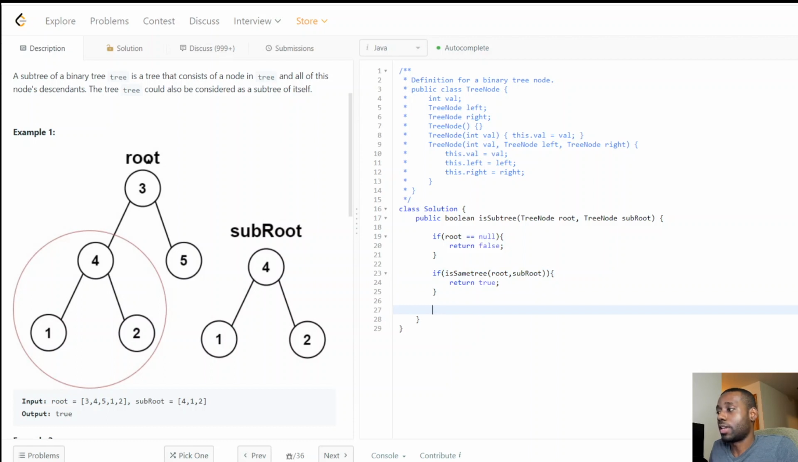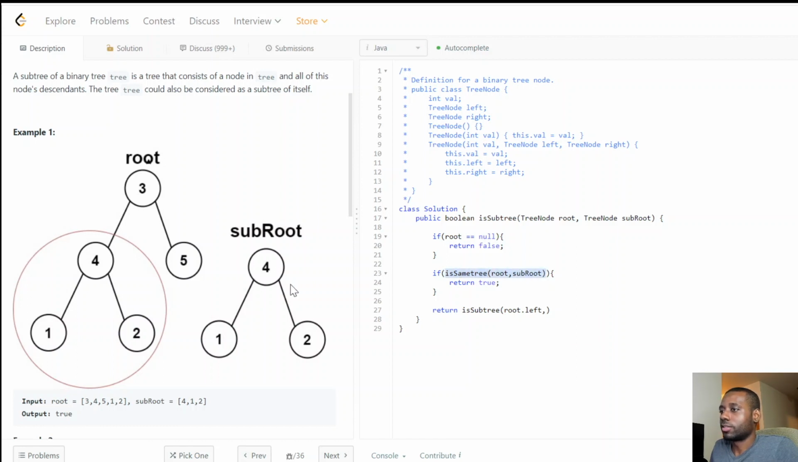If that's not the case, we're going to check our left and our right side to see if they themselves could find that, like we said. So there's this function we're going to call again. On the left side, for the subroot, what are we going to pass in? We're not going to pass in subroot.left. It doesn't make sense, because that's not what we're doing. This function that we're going to implement is going to be doing the checking for us.